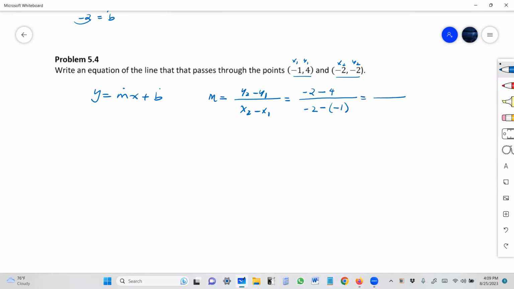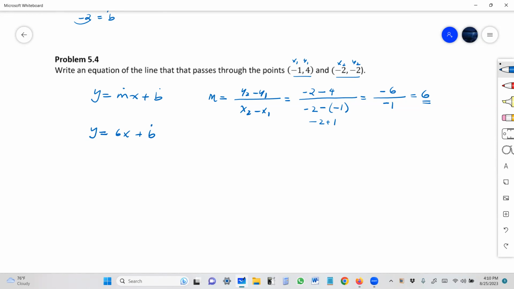So I have -2 minus 4 in the numerator, which is -6. And I have -2 minus -1 in the denominator. It's +1, so I have -2 plus 1, which is -1. A negative divided by a negative is a positive. 6 divided by 1 is 6. So now I found the slope between those 2 points. Once I have the slope, I can immediately write 6x plus b, as I did before in the previous type of problem.